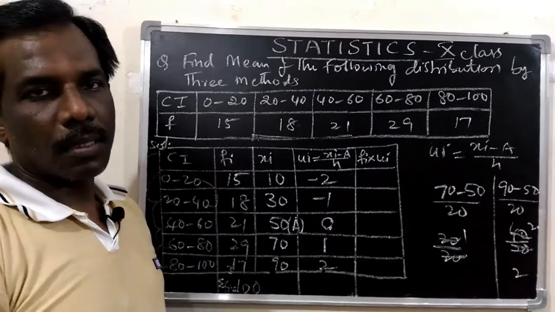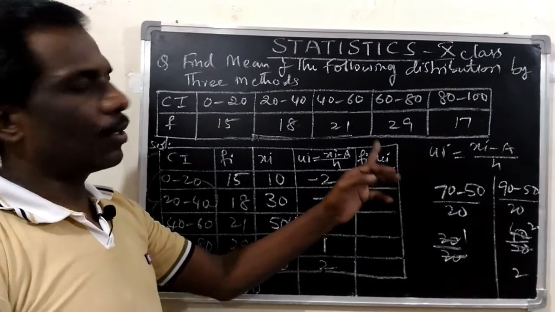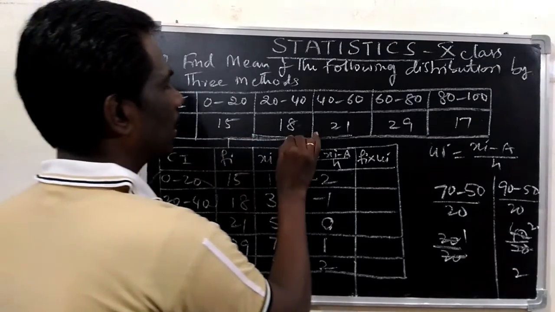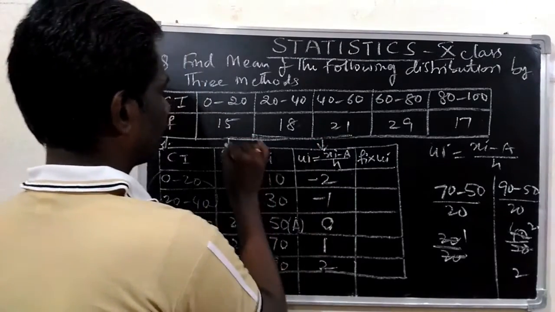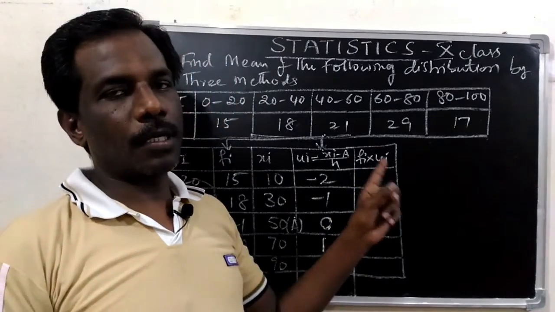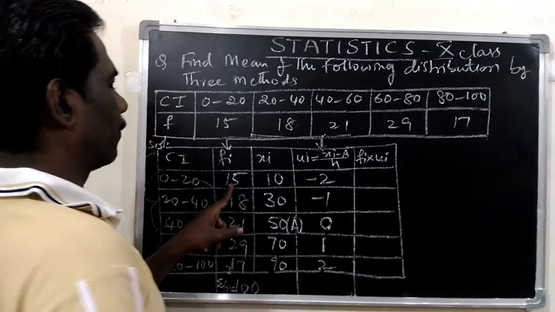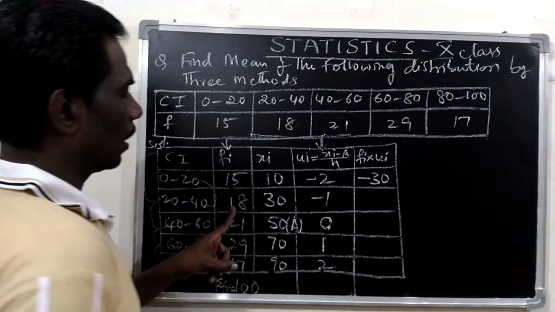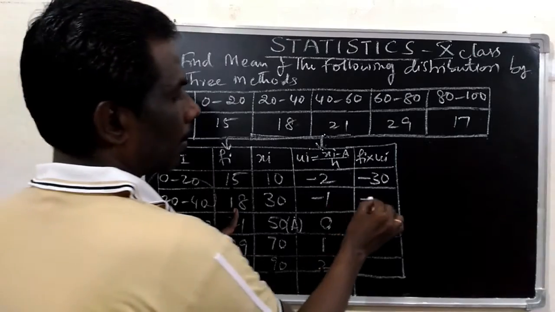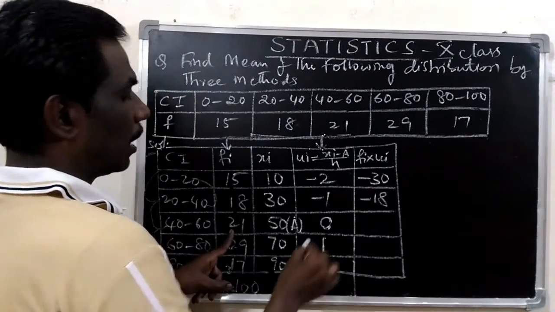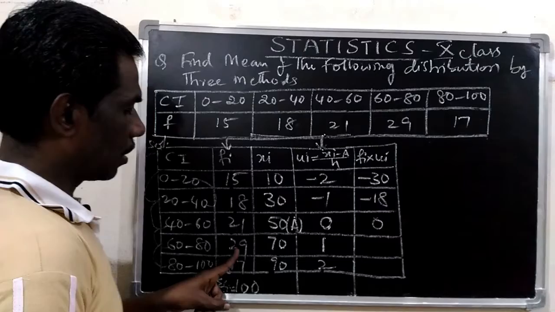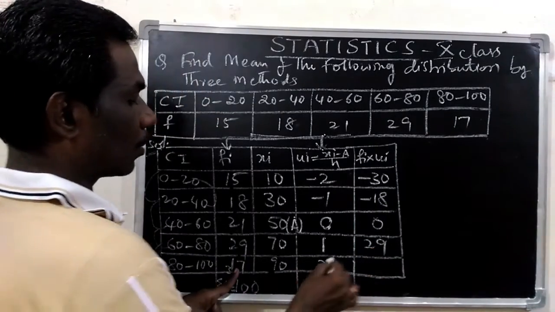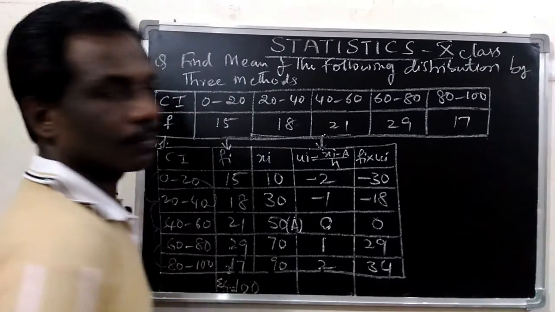After this, we have to find Fi into UI. Here it is the Fi value and here the UI value. Now I am going to find Fi into UI. 15 into minus 2, minus 30. 18 into minus 1, minus 18. 21 into 0, 0. 29 into 1, 29. And 17 into 2 is 34.